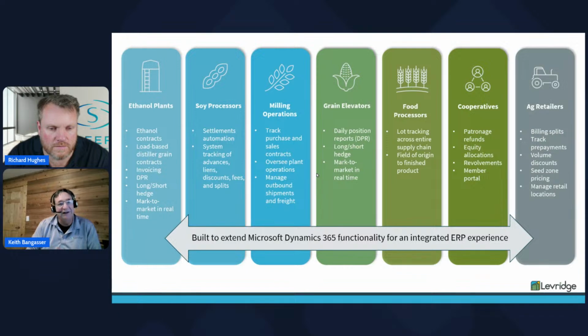We also have a product that works with grain elevators as far as buying and selling the commodity, whether it's corn, beans, wheat, whatever the commodity is. Also with food processors. So if you're taking some vegetables, bringing them into your operation and cleaning and bagging them and selling them, that type of food processor. We work great with cooperatives with our patronage package, and we even do some stuff with ag retailers in our ag sales product. So that at a high level is some of the markets that Levridge supports.